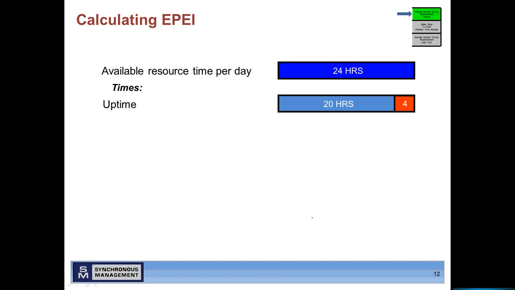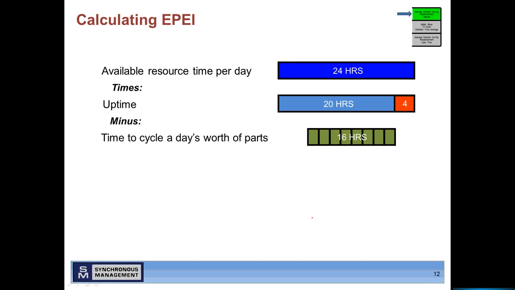So the next thing I want to understand is how many hours a day do I need to spend running product? But that's simply a matter of taking all the items I run on that resource, their daily demands, times their cycle times, and add them up. And that tells me out of the 20 hours a day I have available on this particular machine, I need to run product 16 hours a day. If I subtract, that means I have 4 hours a day left to do changeovers.